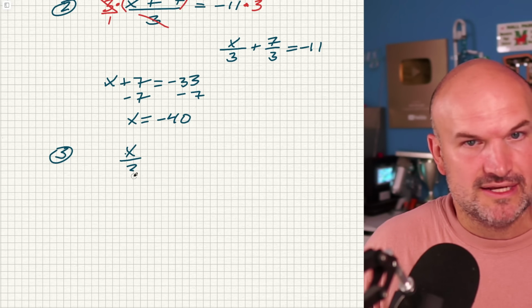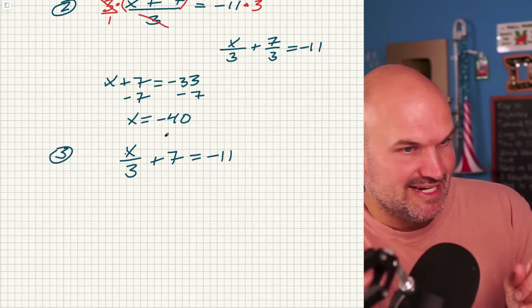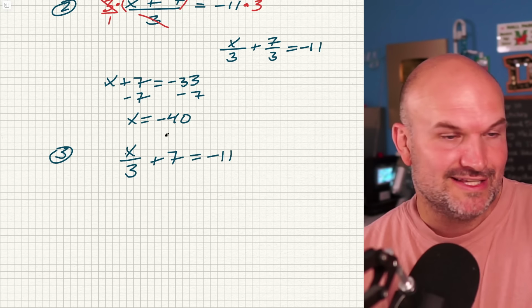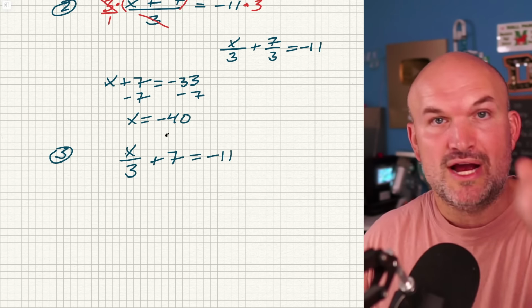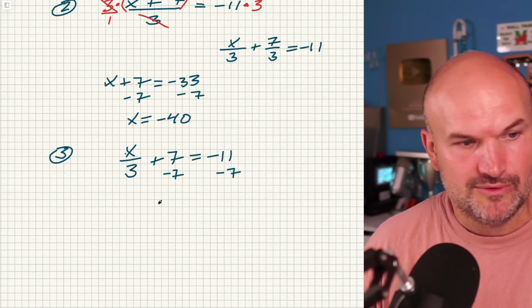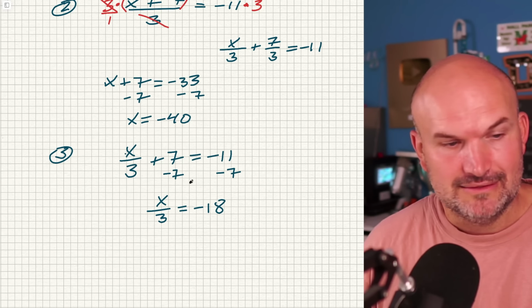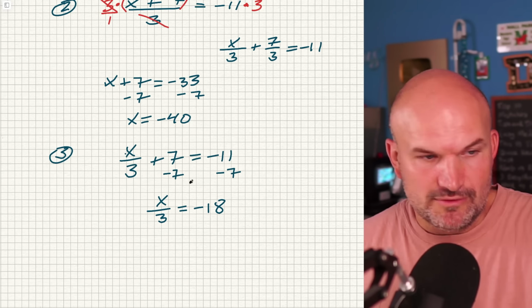X over 3 plus 7 equals a negative 11. Now, in this case, my 7 is not being impacted by this 3. So you can go ahead and subtract the 7 over to the other side. And that's something I would usually tell my students to go and do. So I have x divided by 3 is equal to a negative 18, right? You owe me $11, you borrow 7 more.